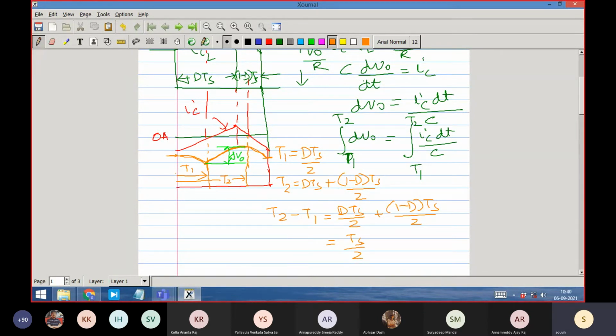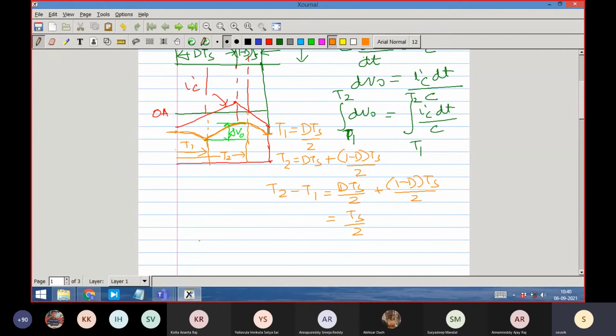So this integration I should do between, I am now making 0 to this essential duration. Let me keep it like that. So this is the integration of IC, the positive value of IC. I'm now making the 0 shift to this point. So I will say that delta V naught is equal to the integration of IC dt.